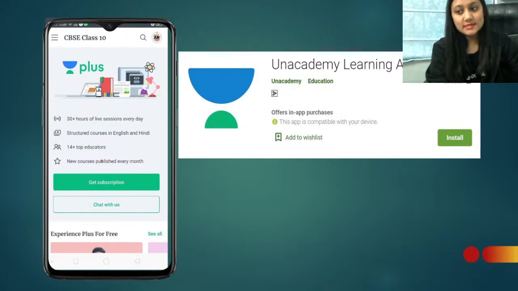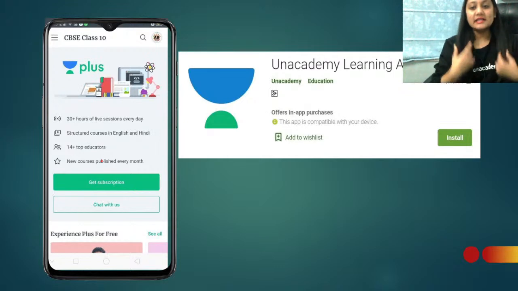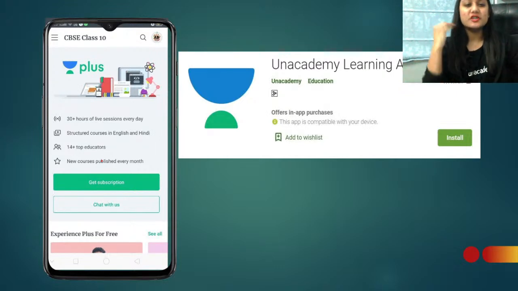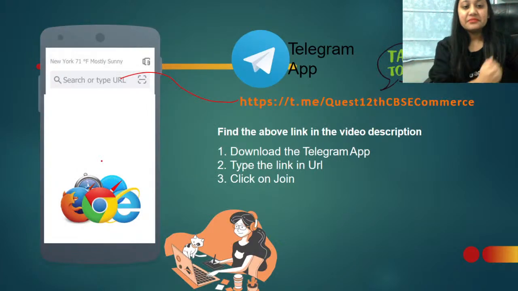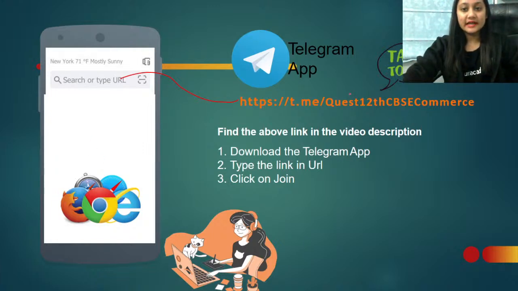All you need to do is go to your Play Store and type Unacademy Learning app. That is how it will look, and here you need to press install and it will be right there on your gadget. Next thing is you should know at what time your classes are lined up. For that we have a Telegram link, which is Quest 12 CBSE Science. I would request all of you to use this, and please do check out at what time which particular educator is conducting what session and on what topics.